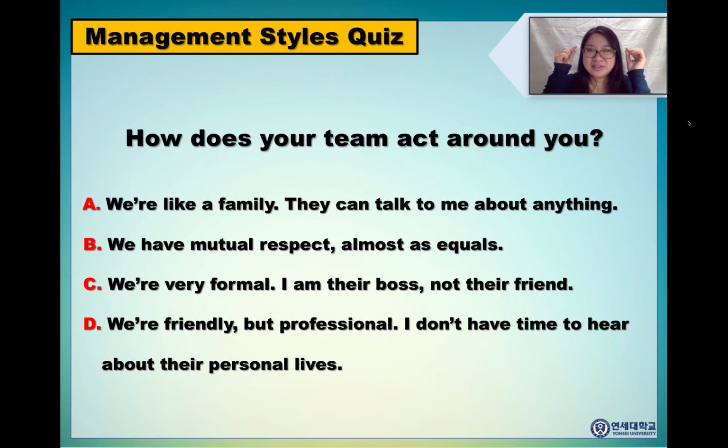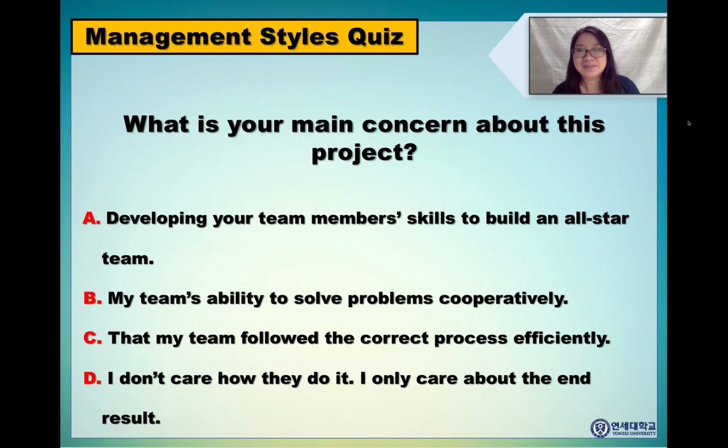And remember, in this situation, you are the manager. How do you want to be treated as a manager? Okay, next. What is your main concern about this project? A, developing your team members' skills to build an all-star team. B, my team's abilities to solve the problems cooperatively. C, that my team followed the correct process efficiently. Or D, I don't care how they do it, I only care about the end result.